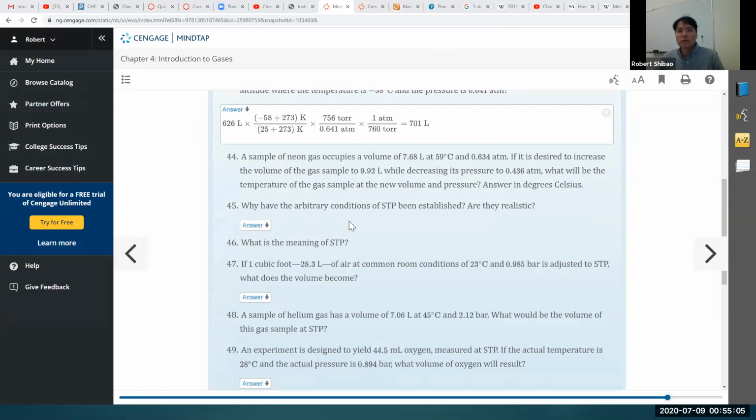Why have the arbitrary conditions of STP been established? Oops, I forgot to talk about STP. I didn't even have that in my slide. Do you know what STP stands for? We'll talk about that now. STP stands for standard temperature and pressure. I don't like STP. This is personal bias.